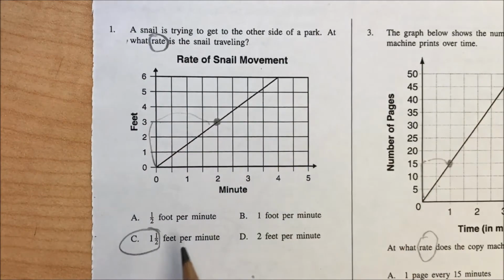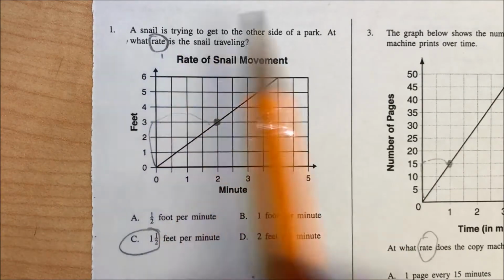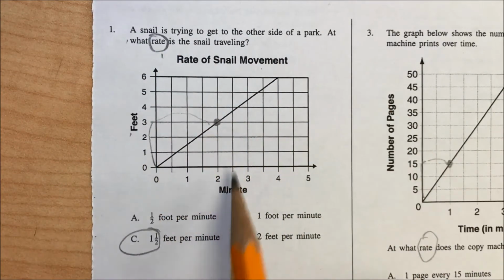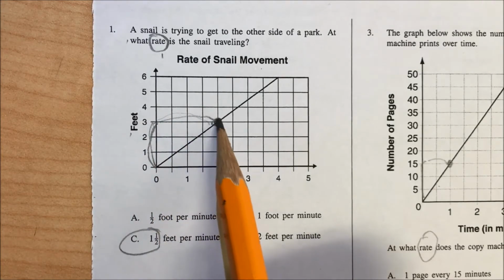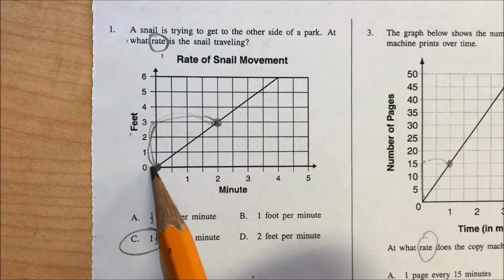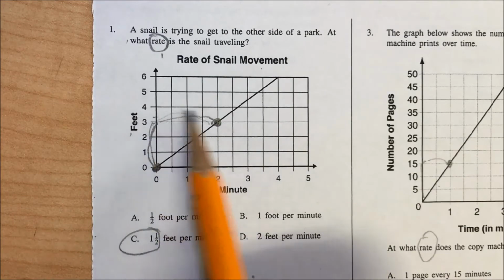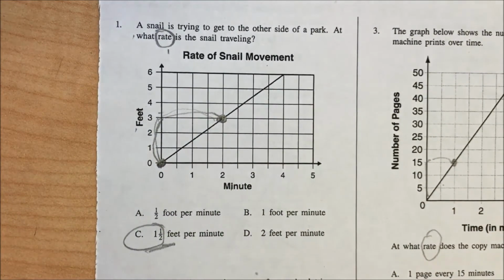Number 1 is asking you for the rate. So it wants the slope. Well, that's how many feet per minute. So it's going up 3 over 2. Once you find that second point on the line, given that it starts at 0, you can rise and run, and the answer is C.